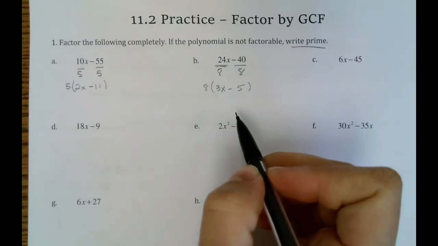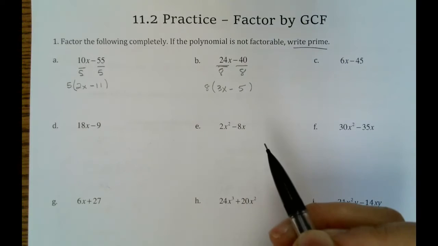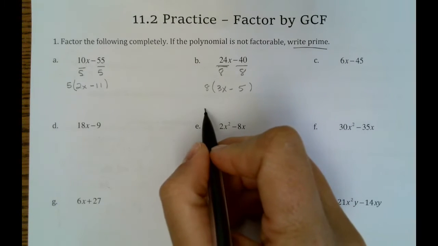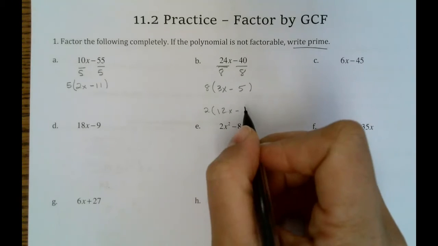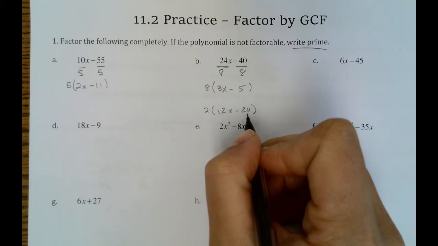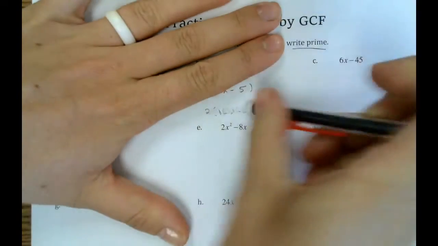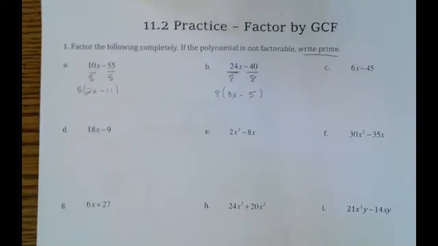How do I know that I got the biggest number? Well, because there's nothing else I can divide out of 3 and 5. If I had tried 2, for example, we would have had 12x minus 20. Well, 12 and 20 still have a number in common, 4, that I can divide out. So that's how I know I wouldn't have got the biggest with those. So 8 is our biggest because there's nothing else that we can divide out of 3 and 5.